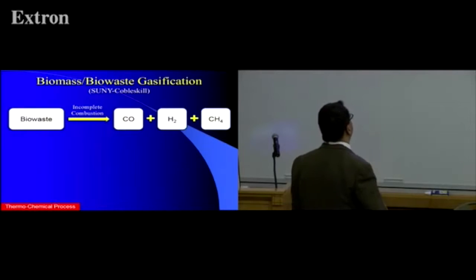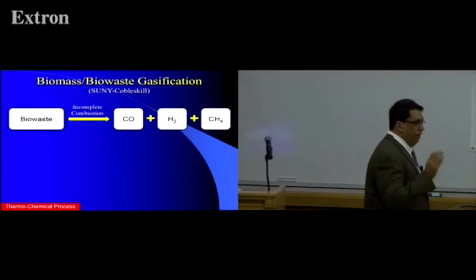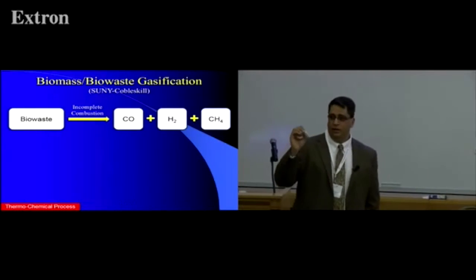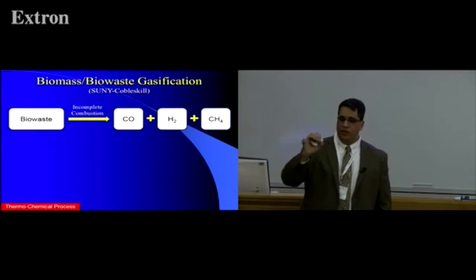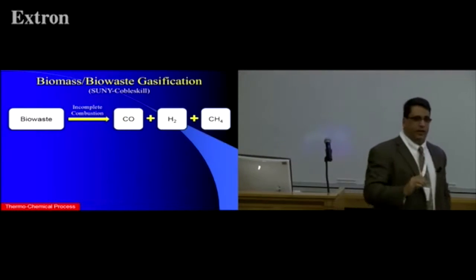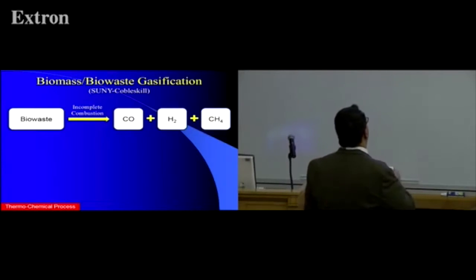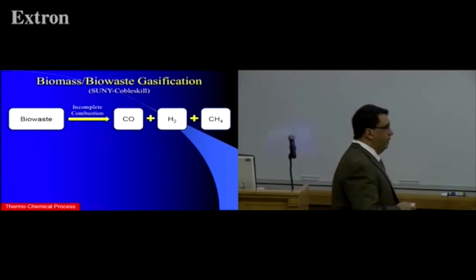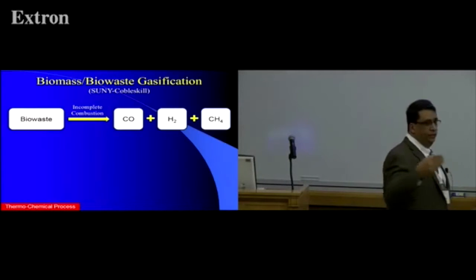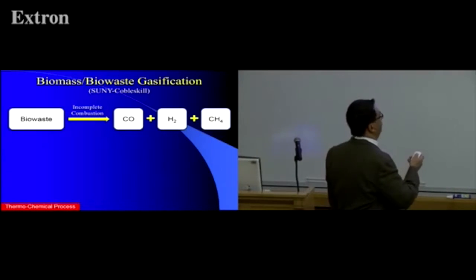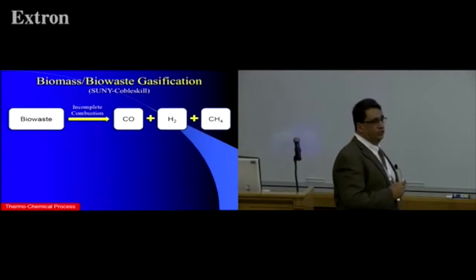Gasification, on the other hand, here, what we're trying to do with biomass or biowaste is actually doing incomplete combustion on purpose. And you do this in sealed reactors. The reason for that is when you have a biowaste that's going under incomplete combustion, instead of producing carbon dioxide and water, it produces carbon monoxide, hydrogen, and some traces of CH4.